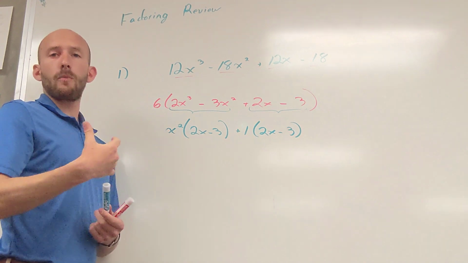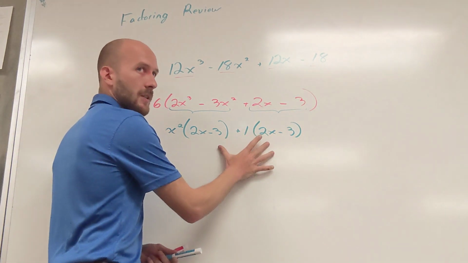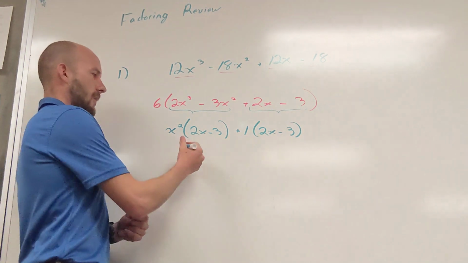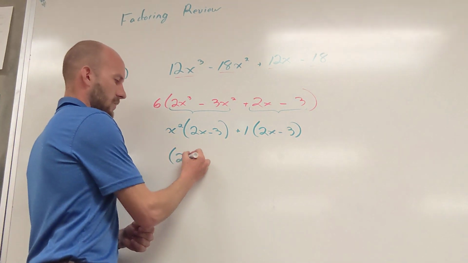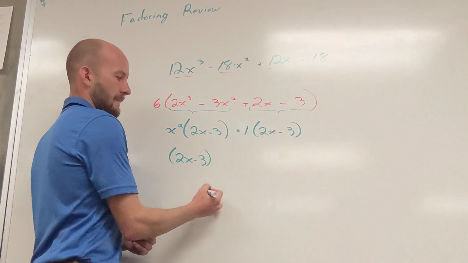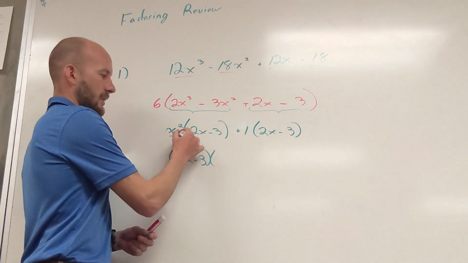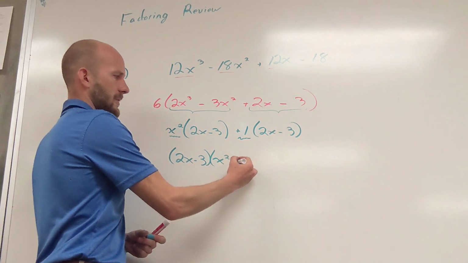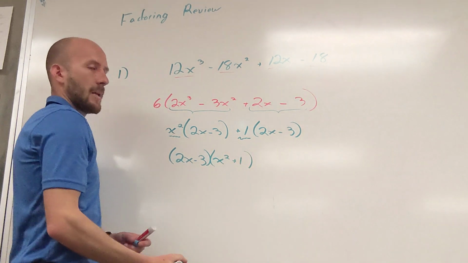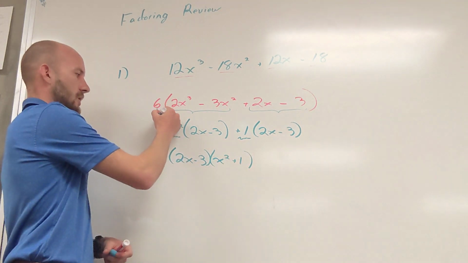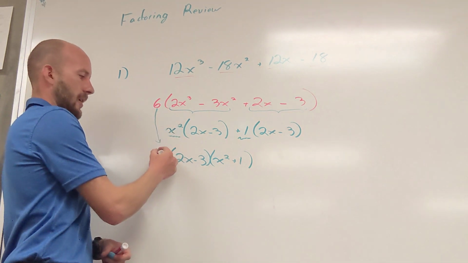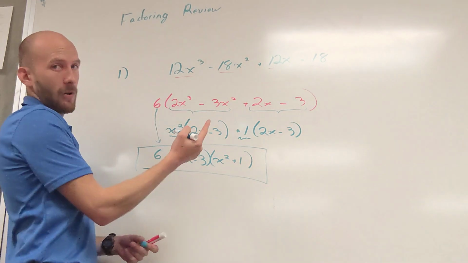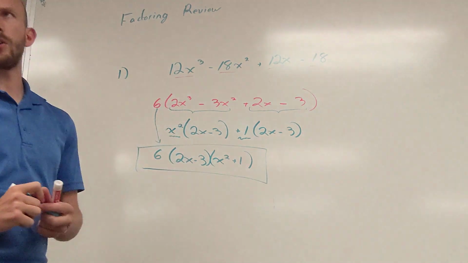You remember for grouping, I'm looking for these parentheses to match. They do, so I can combine those into one set of parentheses. And then what's left in front goes in my second parenthesis. And then don't forget this GCF has to come down out front, otherwise it would be wrong, it wouldn't be equivalent to the equation that we started with.